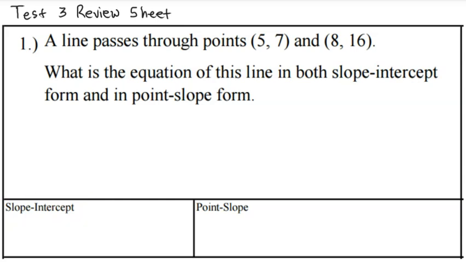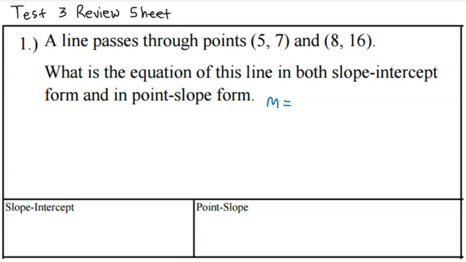We want the slope-intercept form and the point-slope form. Both of them are very easy. The point-slope form is easier to do than the slope-intercept form. But once we have the point-slope form, we can easily find the slope-intercept form. But we can't do anything until we have the slope. So we need to find the slope of the line.